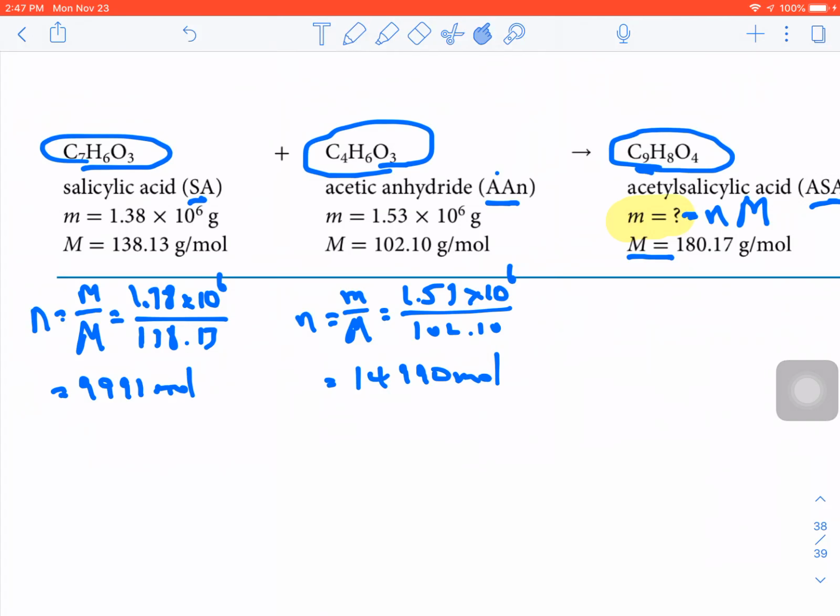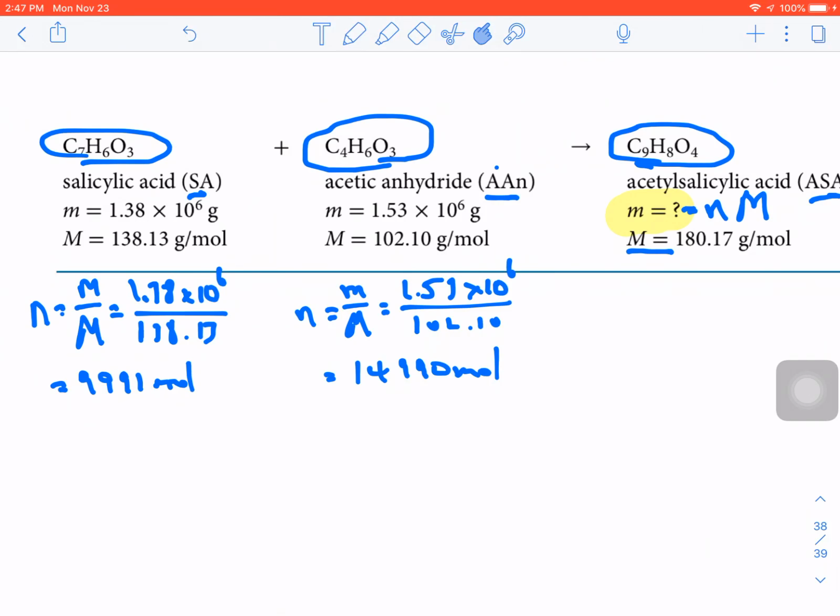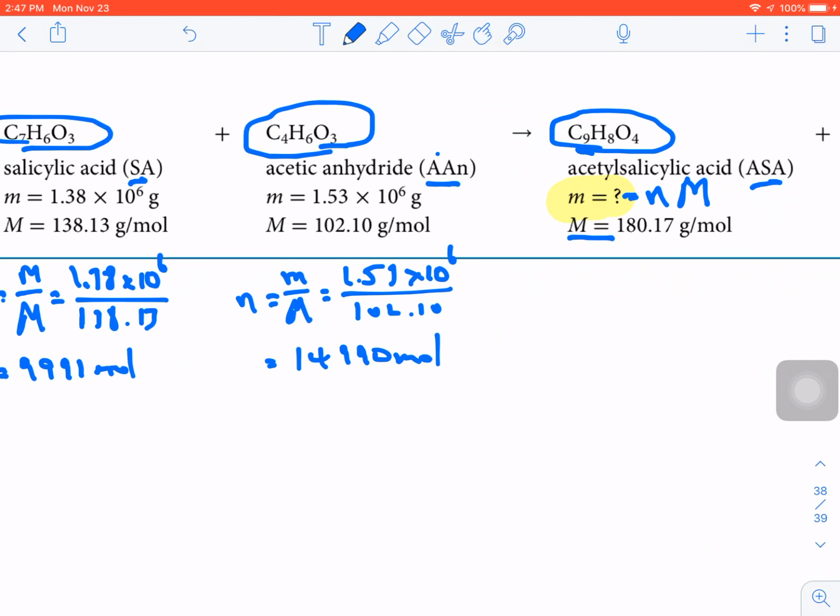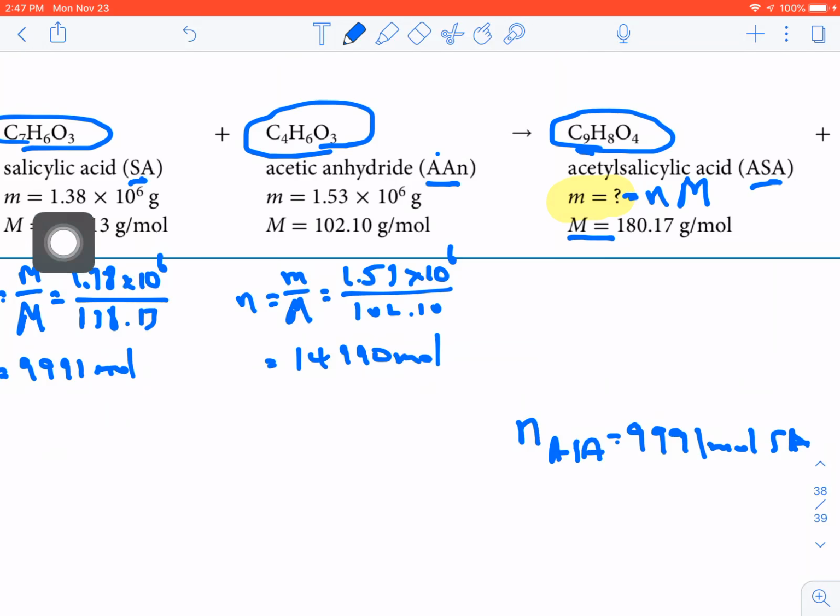So if I do my mole ratio over on this side, number of moles of ASA is equal to, I'm going to start with my salicylic acid and see how many moles of ASA I can make. So I'm going to start with my 9,991 moles of salicylic acid. And then I'm going to use my mole ratio that has 1 mole of salicylic acid for every 1 mole of ASA.